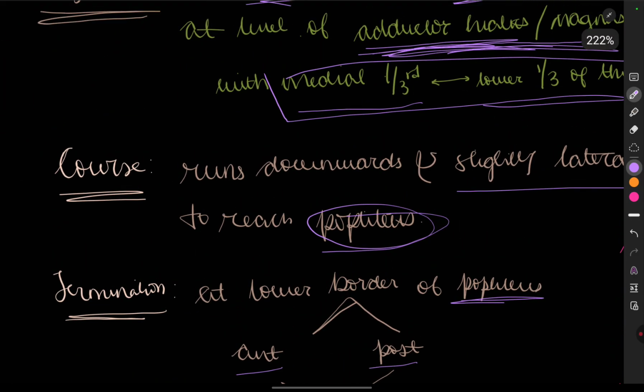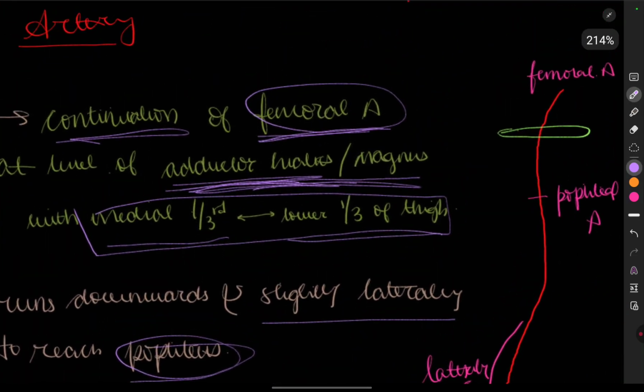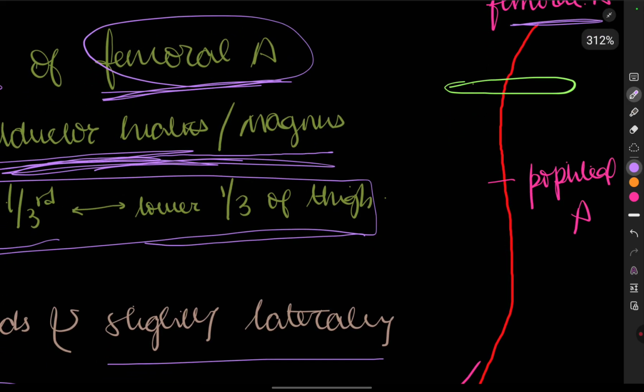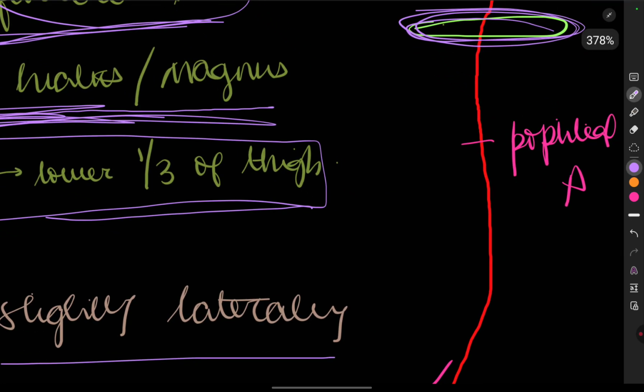So let us understand the beginning, course and termination by a diagram. This is the popliteal artery. Whatever you see here is the popliteal artery, and this is the adductor hiatus or the adductor magnus. It continues as the popliteal artery. This is the popliteal artery on the posterior side. I forgot to make it dotted.